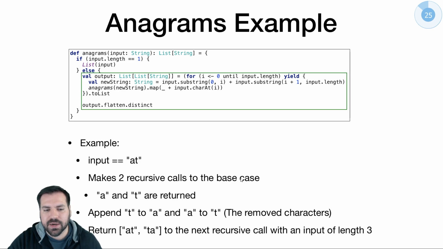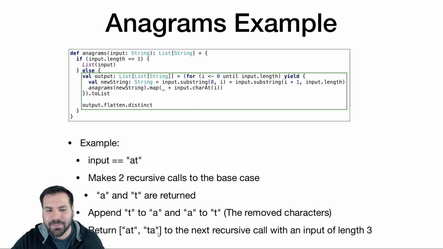So if I do this for each character, for example, if the input is at, this loop is going to end up making two recursive calls. One with the a removed, so the new string would be just t, and it's going to return all the anagrams of t, which is just t itself. And then we're going to append a to the end of that. We're going to add the a back in to all of the anagrams, which is just the string t. And then we're going to hit the next iteration of this loop, remove the t, make a recursive call with a, which will return just a, and then add the t to the end of that. So we'll end up with the anagrams at and ta with that input.